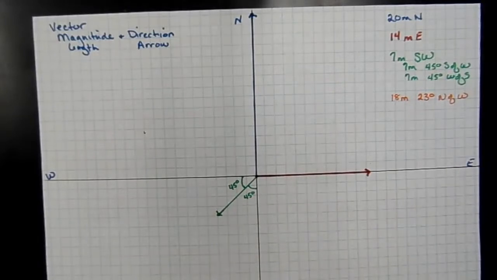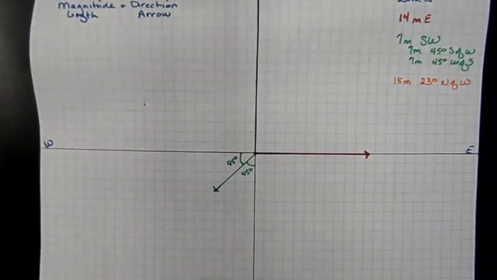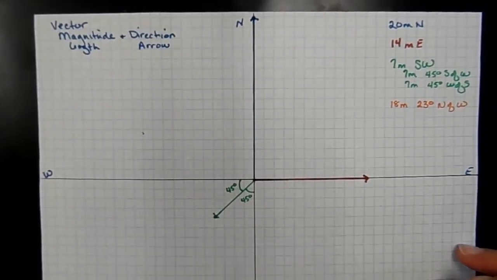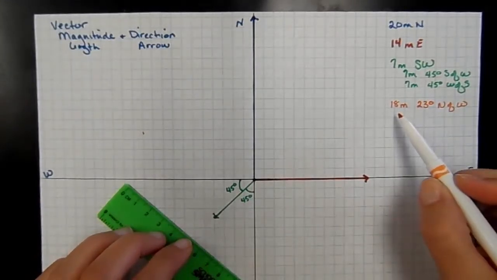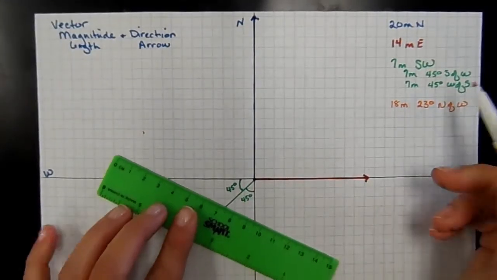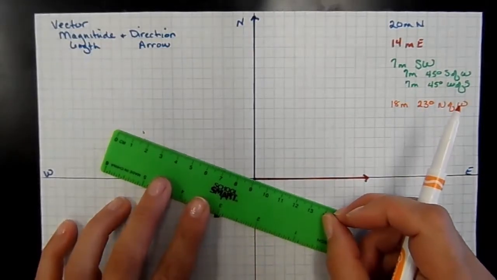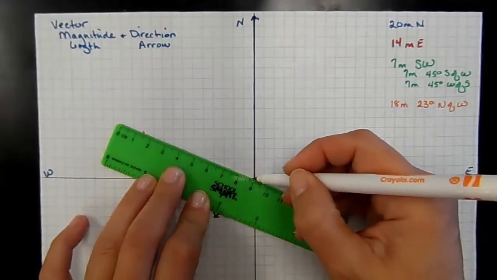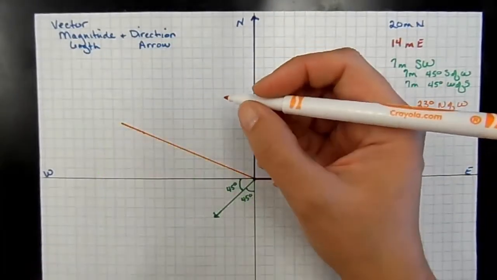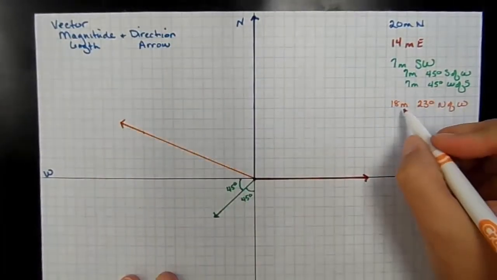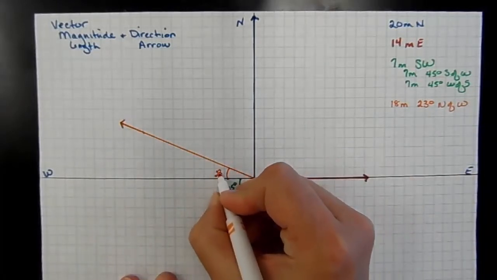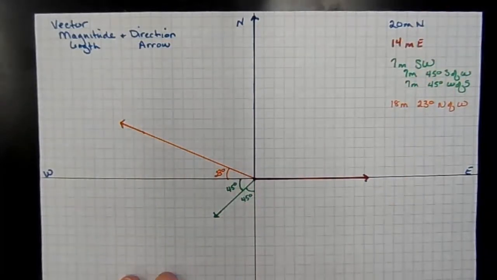Our scale is still 2 meters equals 1 centimeter. So 18 meters is going to be equal to 9 centimeters on our scale. So we're going to start at 0, line up our 0 point and our angle point. 9 centimeters is going to represent that 18 meters, and we are 23 degrees to the north of west.